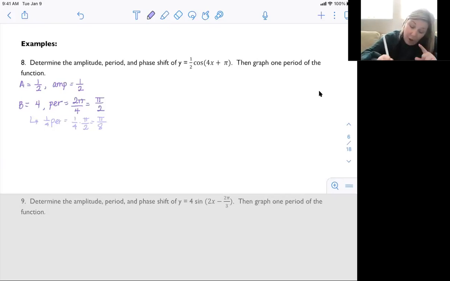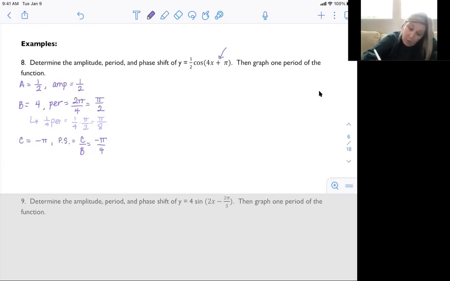Okay, now let's go to the phase shift. C is equal to negative pi. Remember, we always want the opposite of this sign because the formula has a negative in it. So C is negative pi, which means the phase shift is going to be equal to C divided by B, which is going to be negative pi divided by 4. So this graph is going to start at negative pi fourths. It's going to start pi fourths shifted to the left.